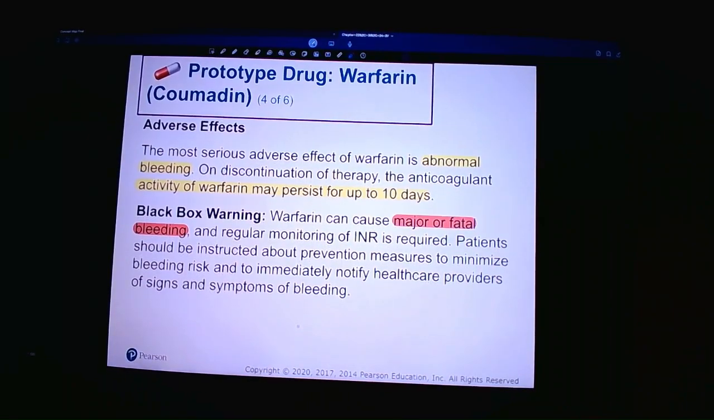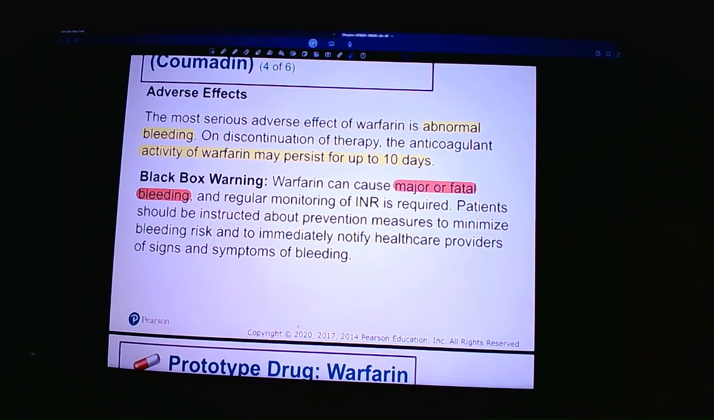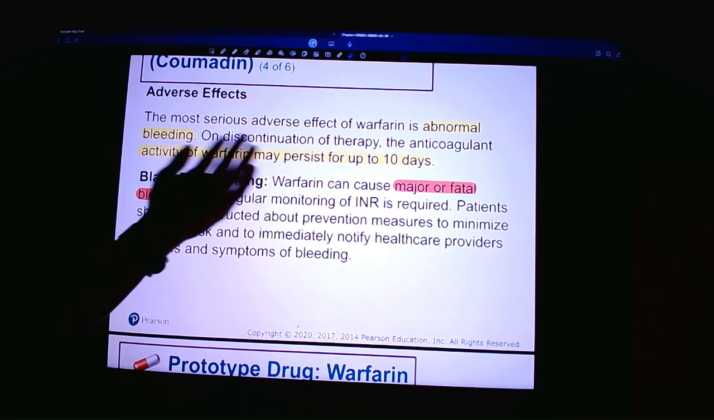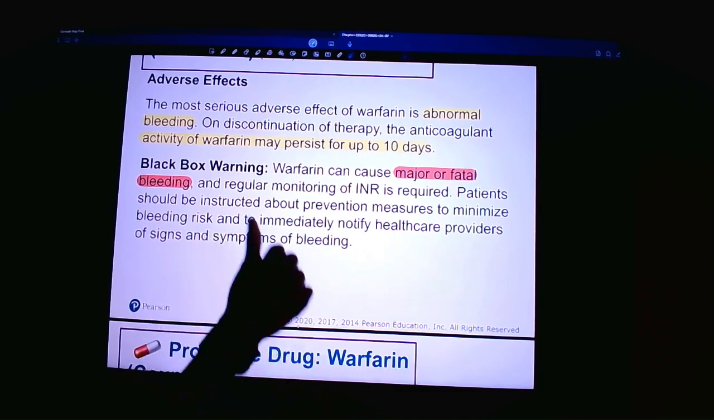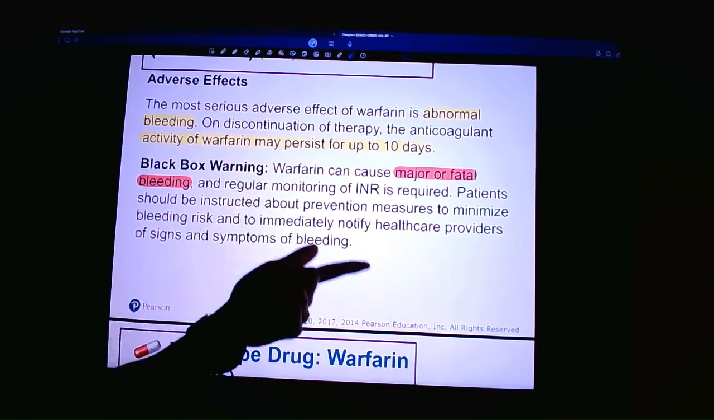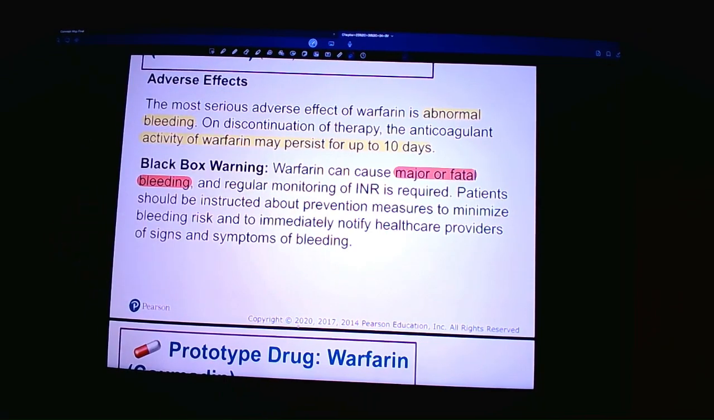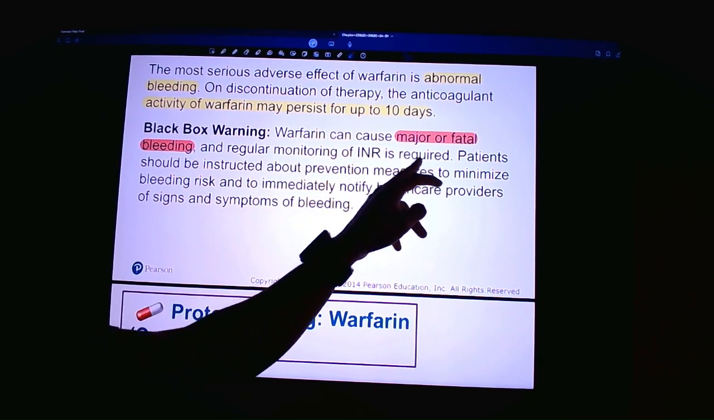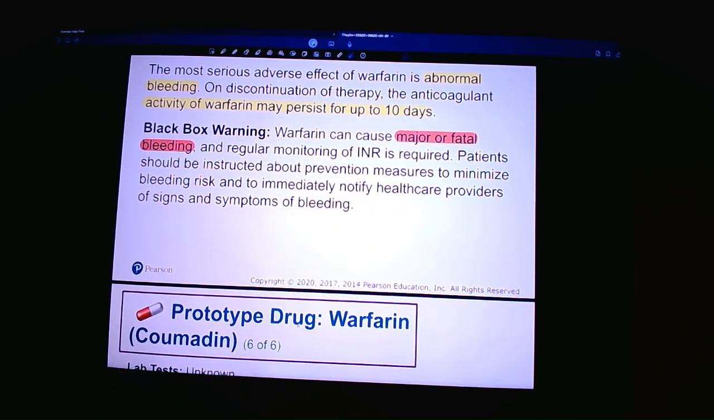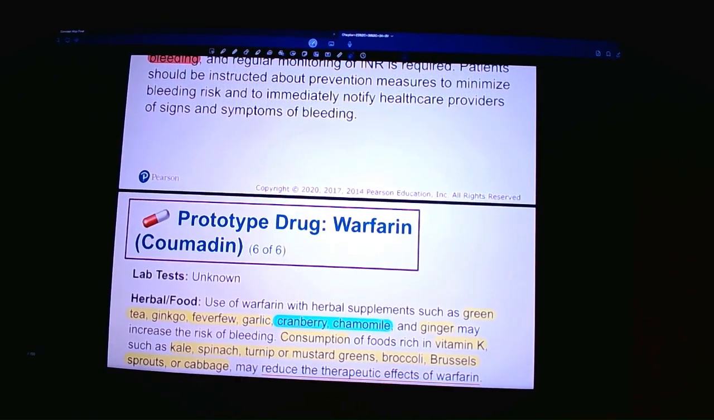So now we can go down a little bit. Adverse effects: abnormal bleeding that can go on for 10 days. That's really it. Again, we talked about that. It causes bleeding a lot and everywhere for all these drugs. What's unique: heparin is HIT and abnormal bleeding, and this one's just abnormal bleeding. Black box warning: major fatal bleeding. This is why it constantly needs INR checks. Again, we could look at it as our peaks and troughs. And then we can move on.